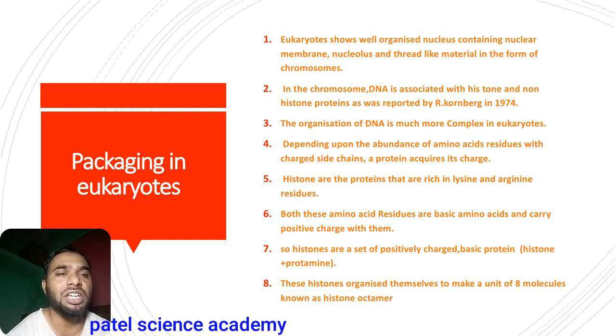It means histones are rich in lysine and arginine residues, and because of these amino acid residues, they show a positive charge, and DNA has a negative charge. So positive and negative charges come together and pack with each other, and the histones organize themselves to make a unit of 8 molecules. How many molecules are there? There are 8 molecules, and this is called the histone octamer.